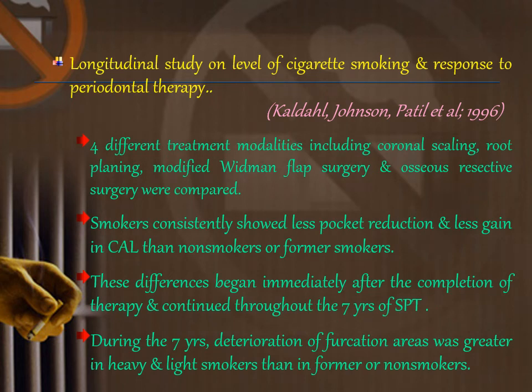Longitudinal study on level of cigarette smoking and response to periodontal therapy. 4 different treatment modalities, including coronal scaling, root planing, modified Widman flap surgery and osteoresective surgery, were compared. Smokers consistently showed less pocket reduction and less gain in clinical attachment level than non-smokers or former smokers. The difference was present immediately after the completion of therapy and continued throughout 7 years of SPT. During the 7 years, deterioration of furcation areas was greater in heavy and light smokers than in former or non-smokers.